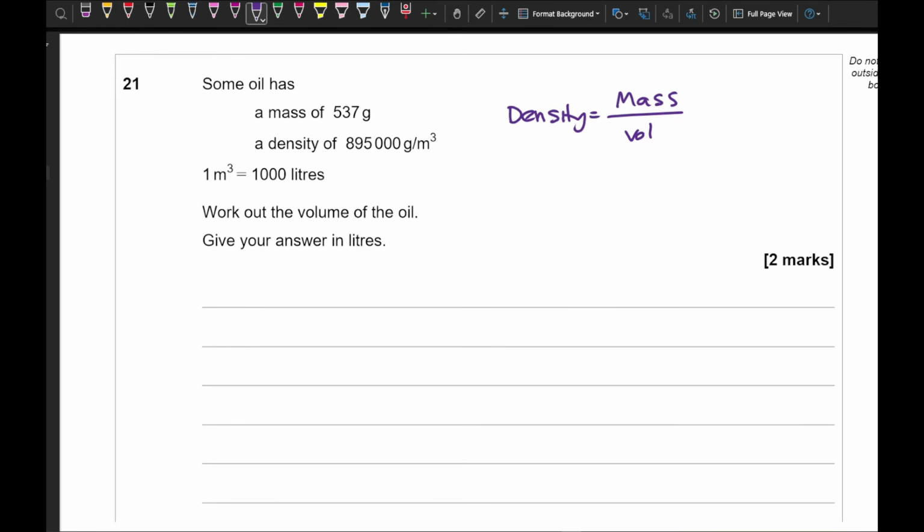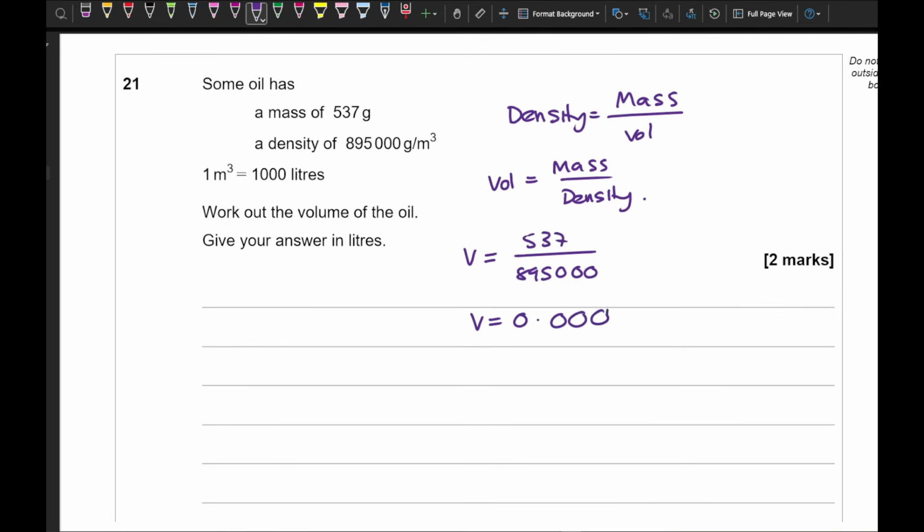So what I'm going to do is the density. So rearranging this formula, I get volume is equal to mass over density. So from this I get a V value of 537 divided by 895,000. So V is going to equal 0.0006. Now your calculator may give it to you in standard form, in which that's just going to be 6 times 10 to the minus 4.